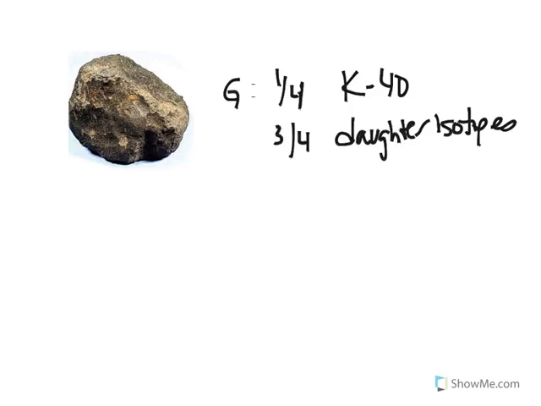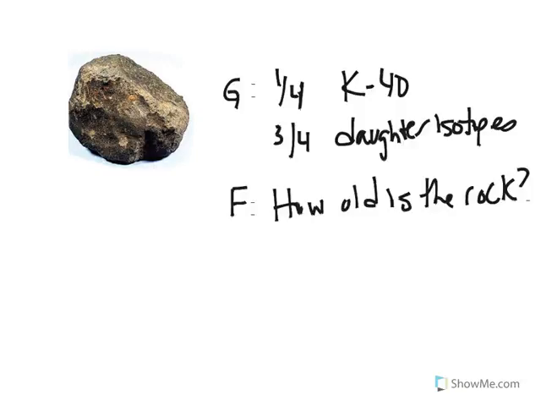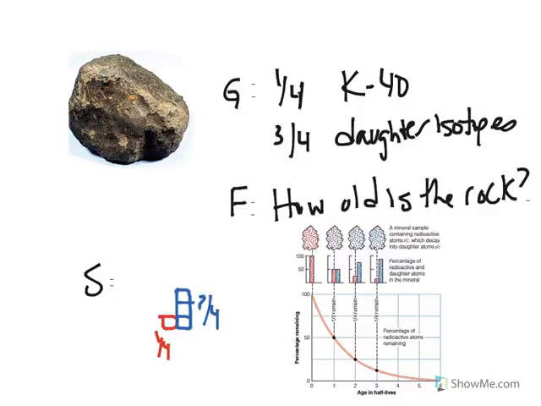Let's look at another example. Let's say you analyze this rock and it's got 1/4 potassium-40, which is radioactive, and it has 3/4 of a mixture of the daughter isotopes. You want to find out how old the rock is. Well, you analyze the situation. You've got 1/4 parent and you have 3/4 daughter. You analyze your figure and you see that your figure matches this figure. And if you follow the line down, that would be the number 2.